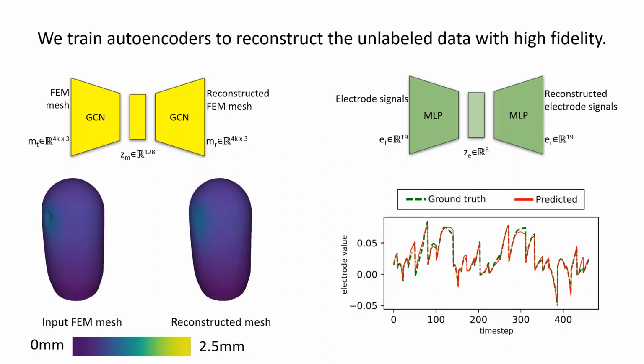We train a fully connected network to compress the electrode signals from 19 dimensions to 8. Here again, we can see that the predicted electrode signals are similar to the ground truth electrode signals.